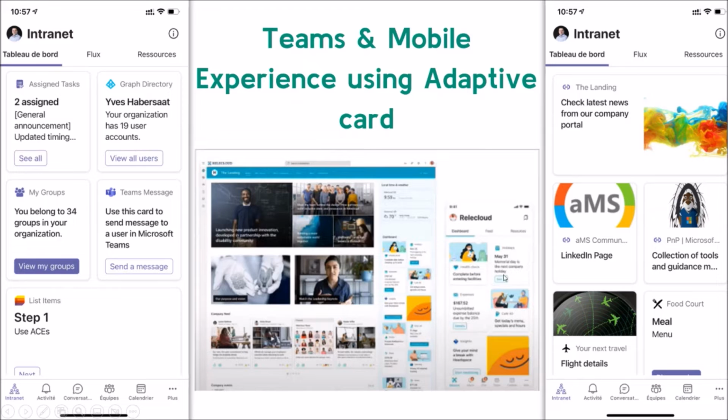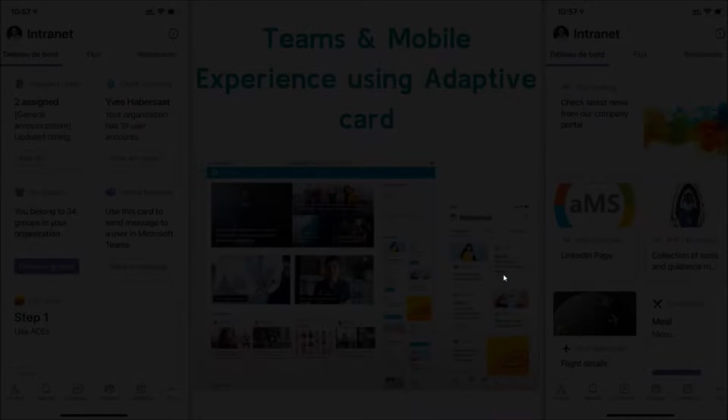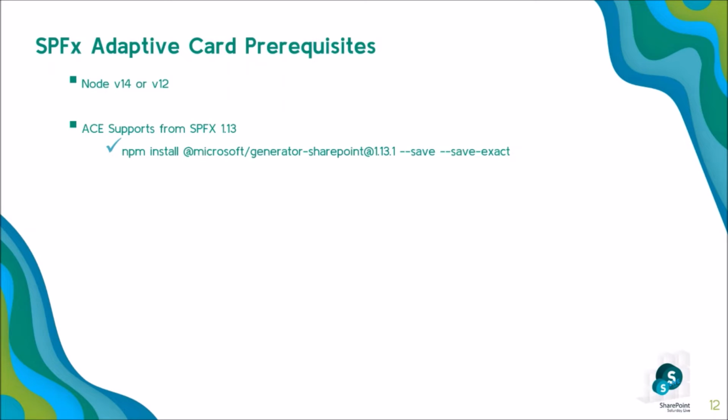When you come to adaptive card development, because we are developers, we always need to know that. The basic prerequisite is SharePoint Framework 1.13. Version 1.13 works with Node 14 or 12. I always recommend 14 because 12 is out of support. Now Microsoft is using 1.16, like that.